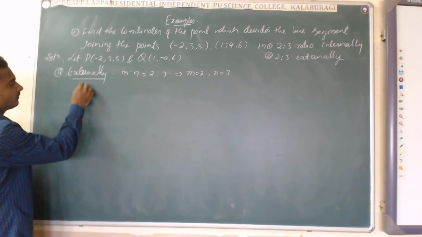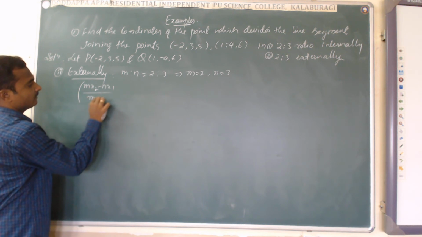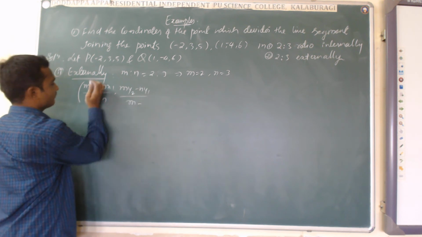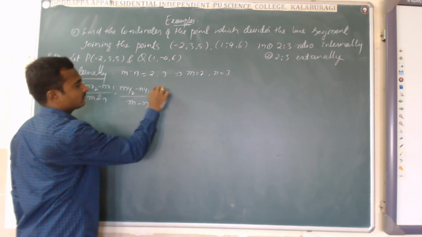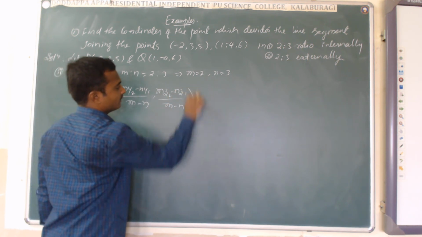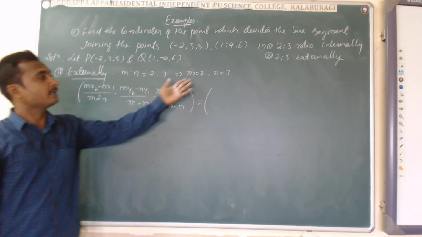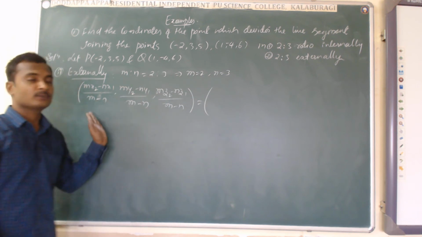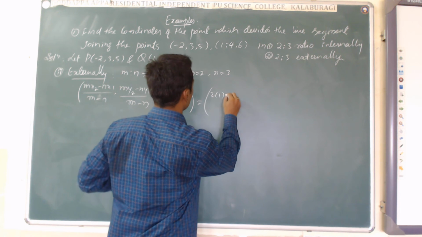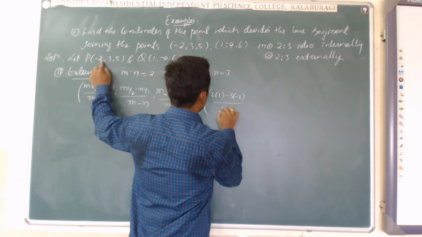So what is the section formula for external division? (mx2 minus nx1) by (m minus n), (my2 minus ny1) by (m minus n), and (mz2 minus nz1) by (m minus n). So let us use x1 y1 z1 and x2 y2 z2 and m equals 2, n equals 3. Substitute in this formula. So this becomes m into x2 minus n into x1 by m minus n.